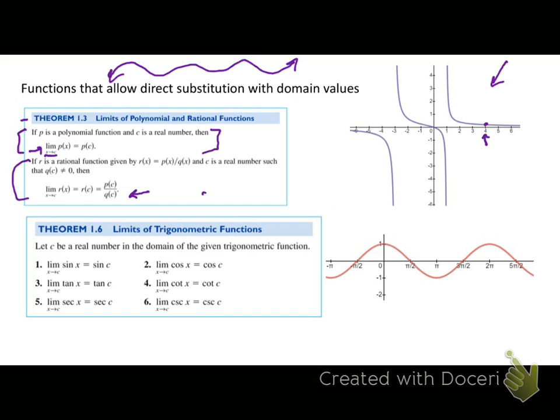So on and so forth, this works for polynomials and rationals, and also we see down here, same thing with trigonometric functions. And again, it says a number in the domain. So over here we have what apparently looks like a cosine graph, but you guys probably know that some of these other trig functions have vertical asymptotes, domain restrictions, stuff like that. So as long as it's not one of those domain restrictions, we can go ahead and just plug in that x value and get the same as the limit.